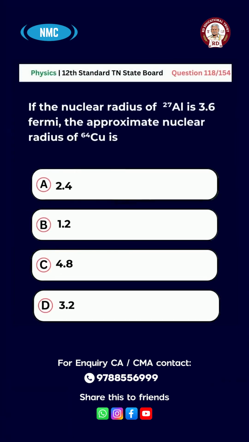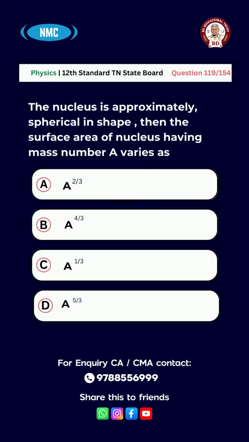Question number 118. If the nuclear radius of 27Al is 3.6 Fermi, the approximate nuclear radius of 64Cu is option A 2.4, B 1.2, C 4.8, D 3.2. The right answer is option C 4.8. Question number 119. The nucleus is approximately spherical in shape. Then the surface area of a nucleus having a mass number A varies as option A A^(2/3), B A^(4/3), C A^(1/3), D A^(5/3).